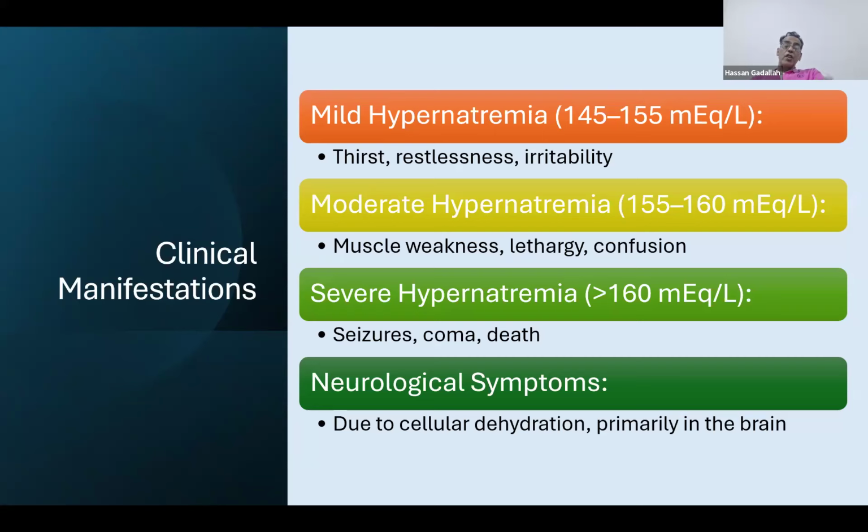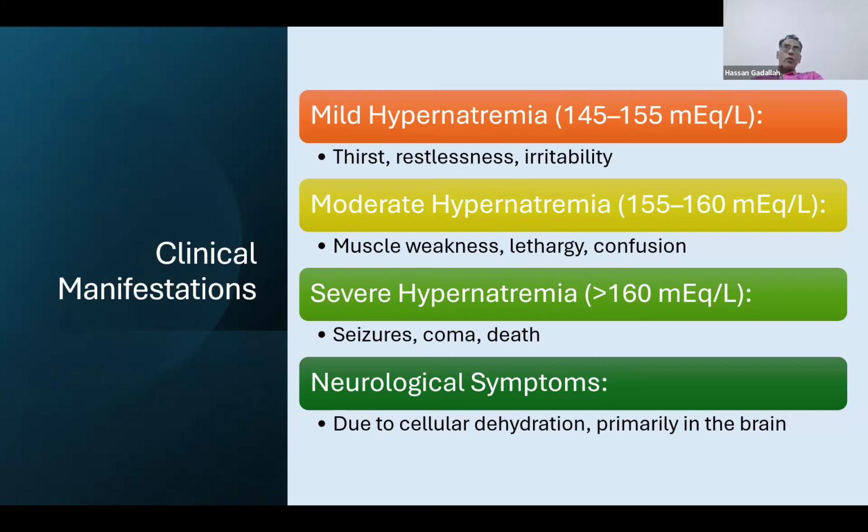If the thirst mechanism is active, there is restlessness and irritability. When it goes up to 160, there is muscle weakness, lethargy, and confusion. And if it exceeds 160, there are seizures, coma, and death.